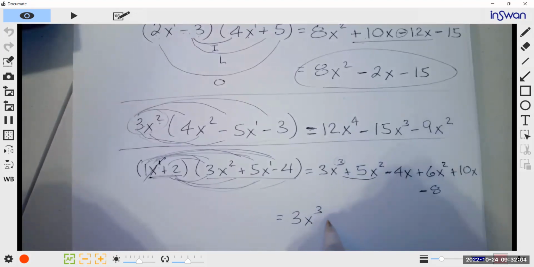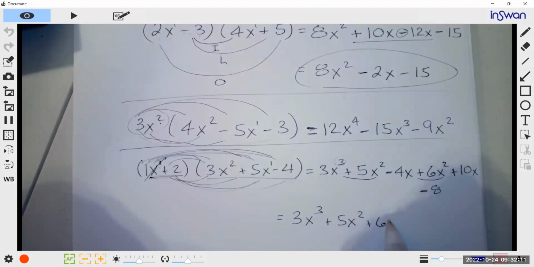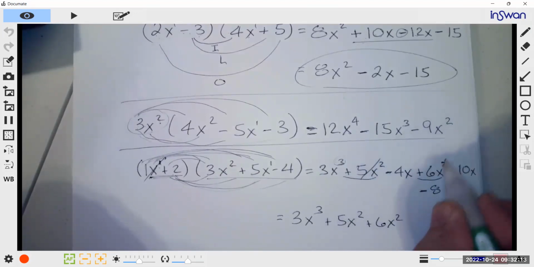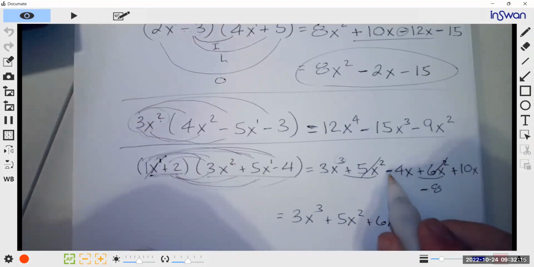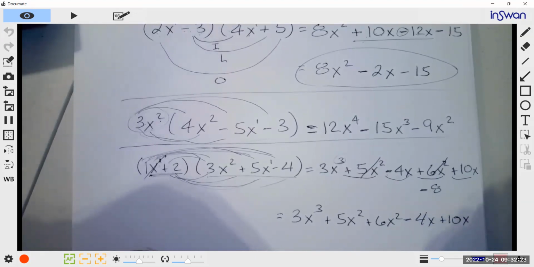So I have a positive 5x squared here, and I have a positive 6x squared there. So that's both of those. Then I have a negative 4x and a positive 10x. That takes care of both of those. And I have a minus 8.